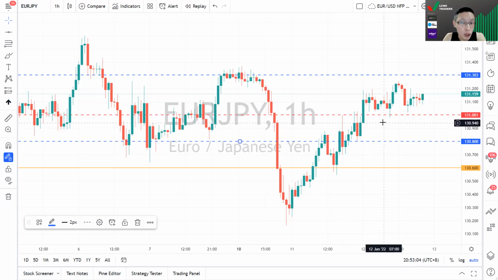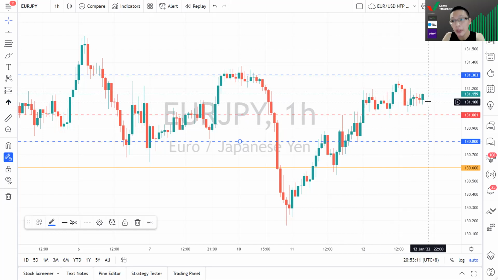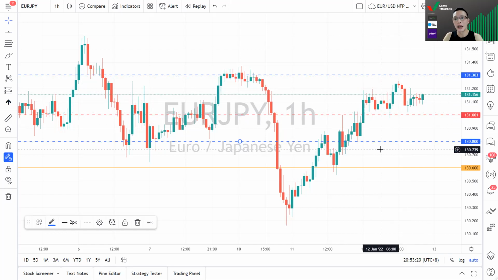Probably two to three times today already, it has tested and bounced off, tested and bounced off. Right now, it's still bouncing off. So buying opportunities can be looked for at 131.3, which is some 15 pips away, which is, to be honest, not far away.